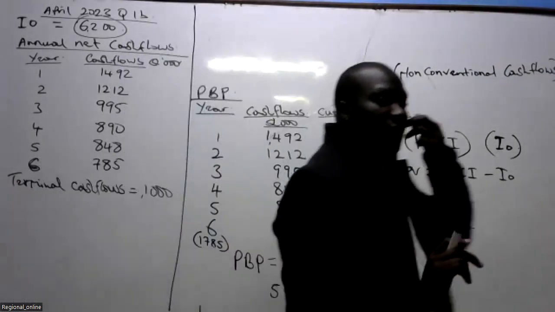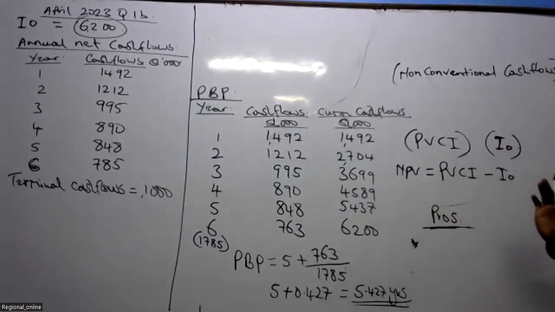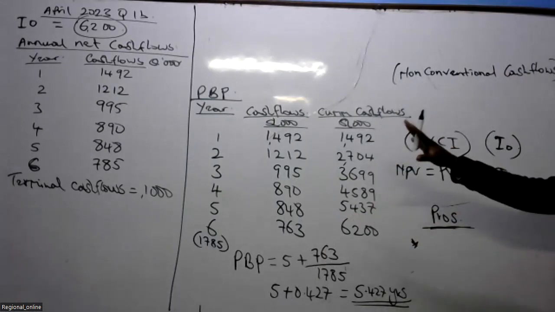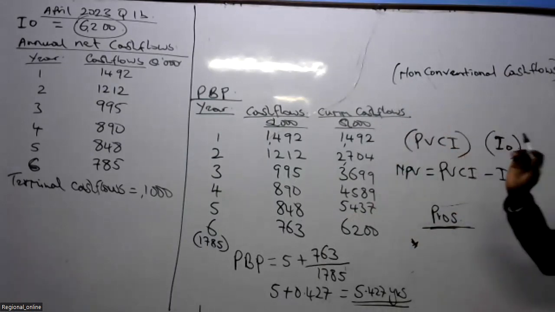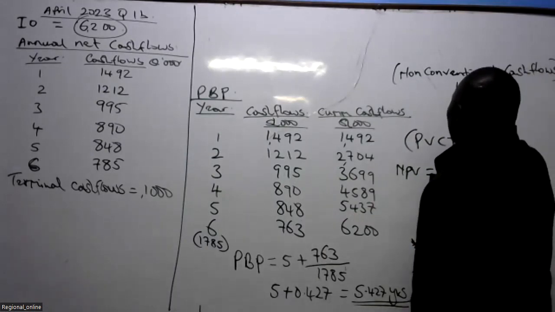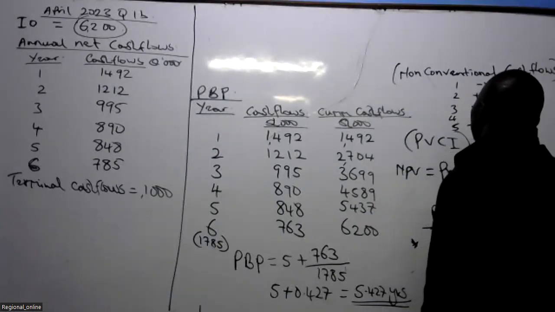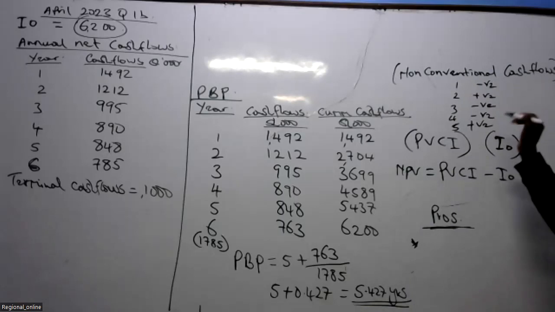Non-conventional means like now, when you invest, normally we expect year 0 to be negative and year 1 to year 6 to be positive. But we get a project with cash flows of this nature: year 1 maybe negative, year 2 positive, year 3 negative, year 4 negative, year 5 positive. So the cash flows are not conventional.